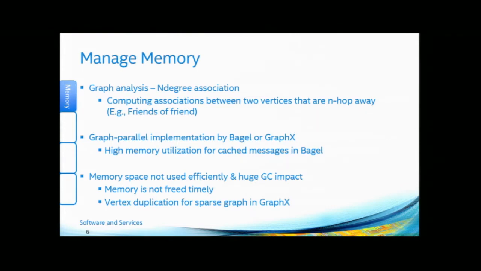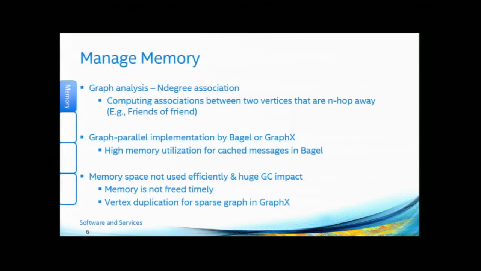According to our experience, we found that using Bagel requires much more memory space, since it also caches some message data. On the other side, while using GraphX, we find that the memory space is not used efficiently, and so it can introduce certain GC impact. By further exploration, we found two root causes. The first one is that memory cannot be freed in a timely manner. Another one is vertex duplication, especially for sparse graphs in GraphX.